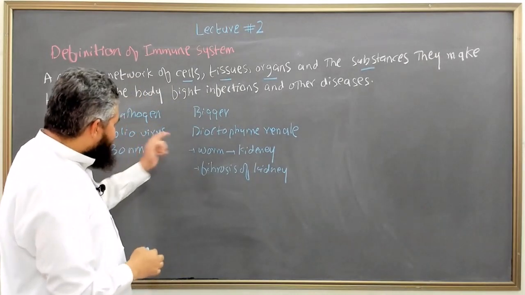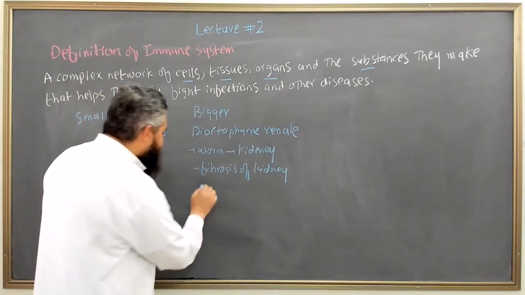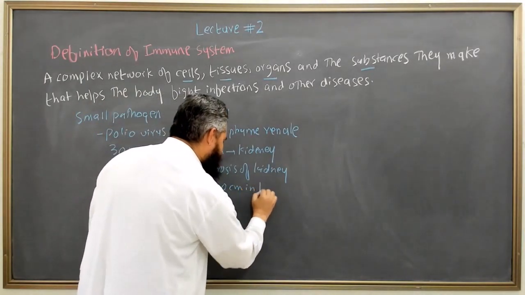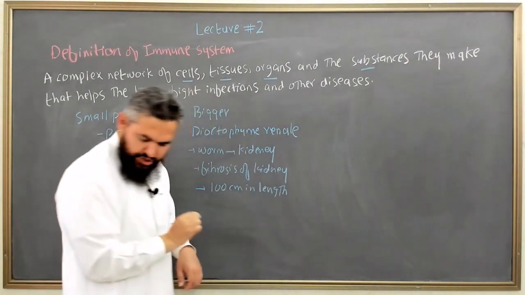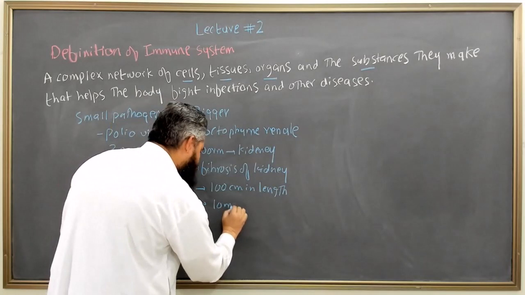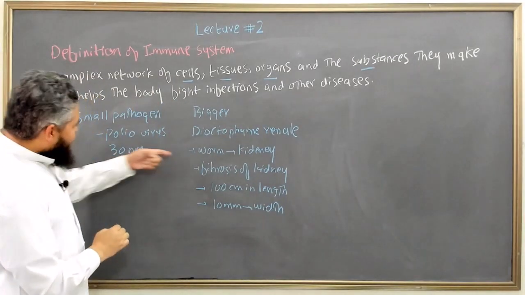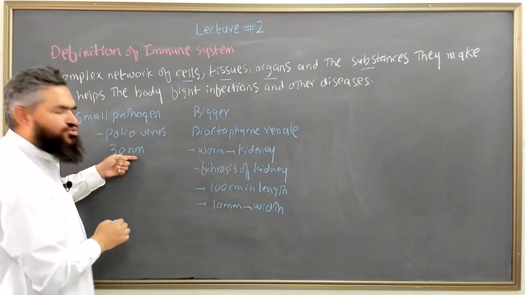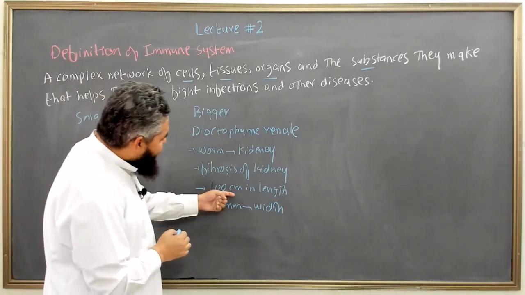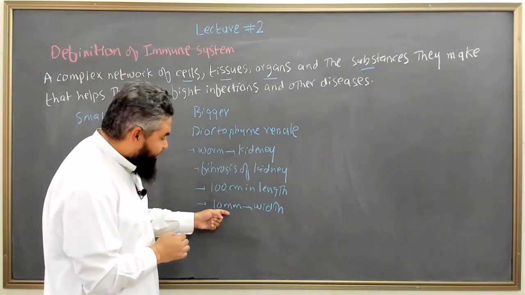Now, how are these two examples different from each other? If you look at the size of Dioctophyme renale, its length is about 100 centimeters, and its diameter, the width of this particular worm, is about 10 millimeters. So your immune system is dealing with very small pathogens like the 30 nanometer poliovirus, but at the same time it is also dealing with a much bigger organism like this worm, which is 100 centimeters in length and 10 millimeters in width.